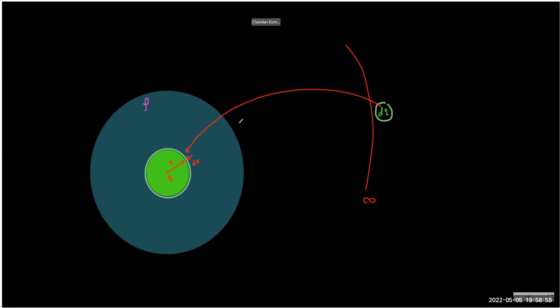So the formula is the same, but can you try to derive this answer? You can try for once at least. Okay, sir.